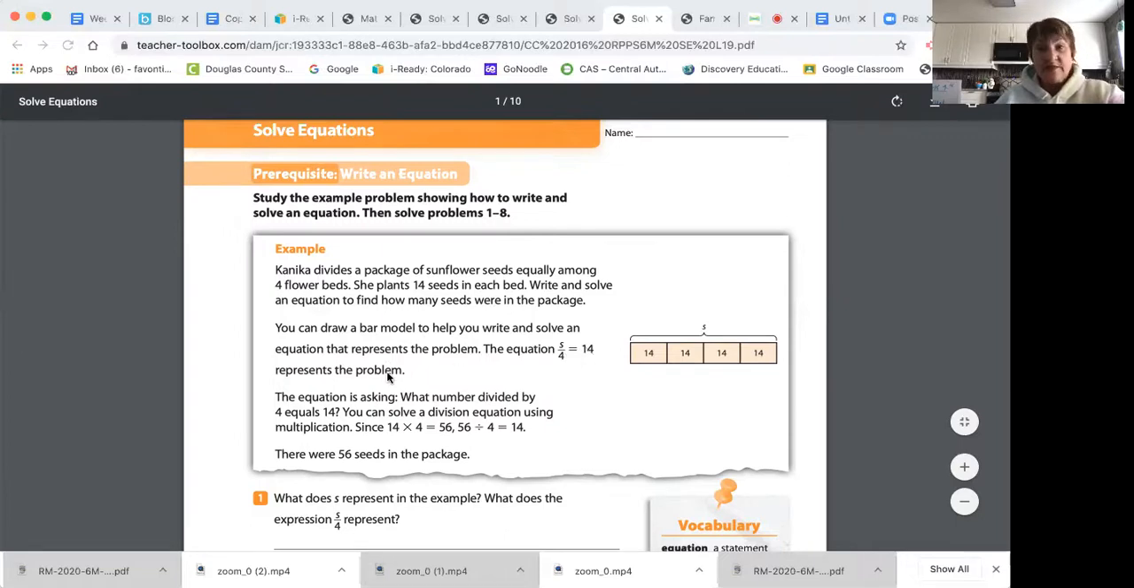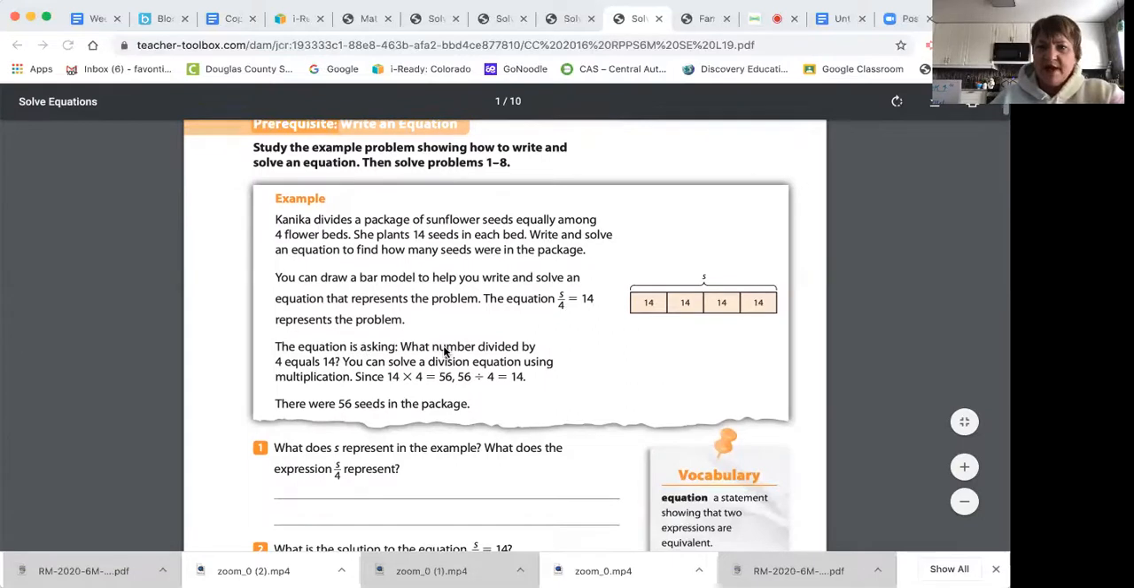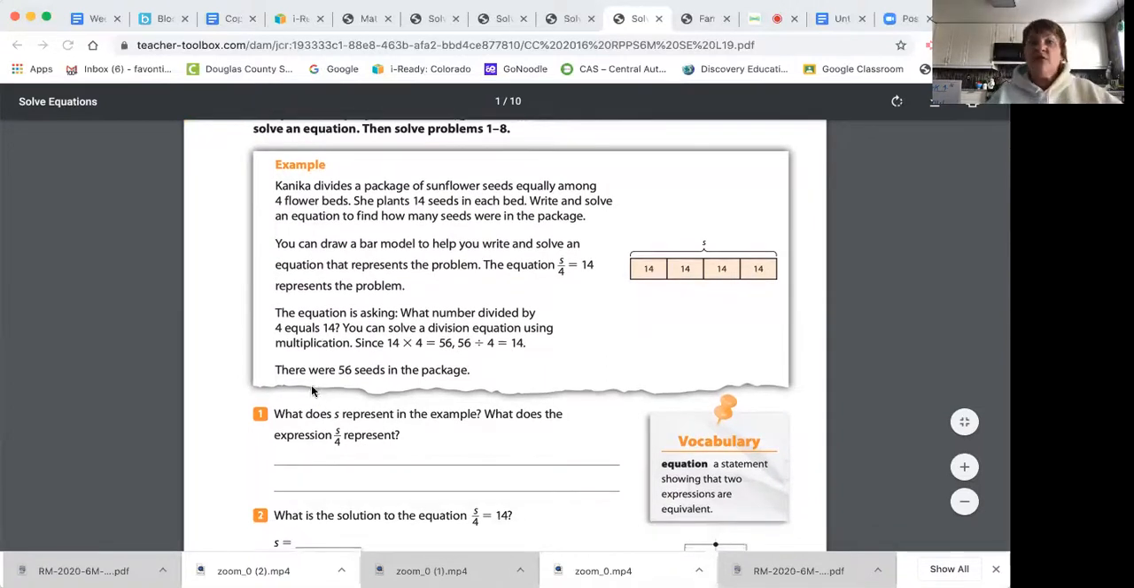That represents the problem. But the equation is asking what number divided by 4 equals 14. You can solve a division equation by using multiplication. So since 14 times 4 equals 56, or 56 divided by 4 equals 14, therefore, there are 56 seeds in the package.